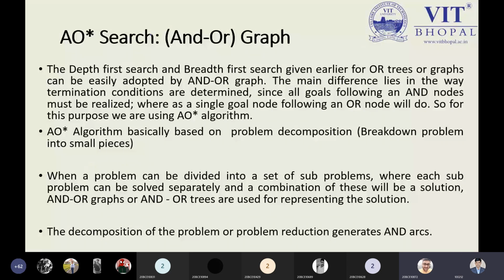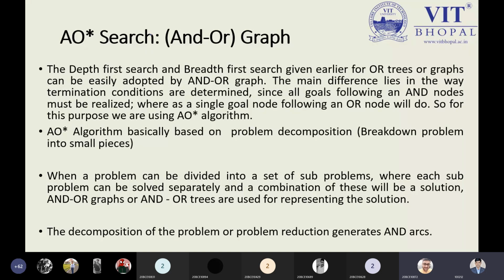The main difference lies in the way termination conditions are determined, since all goals following an AND node must be realized, whereas a single goal node is following an OR node. That is the point. For this purpose, we are using the AO star algorithm. In depth first search and BFS we are using the OR graph because we can have multiple goals, so we can find the goal by choosing the shortest path, determined by the cost.